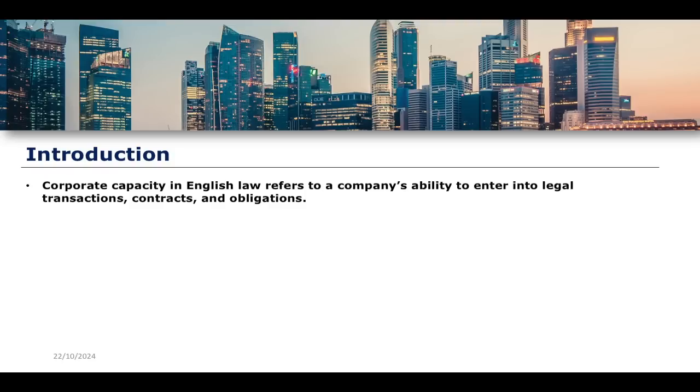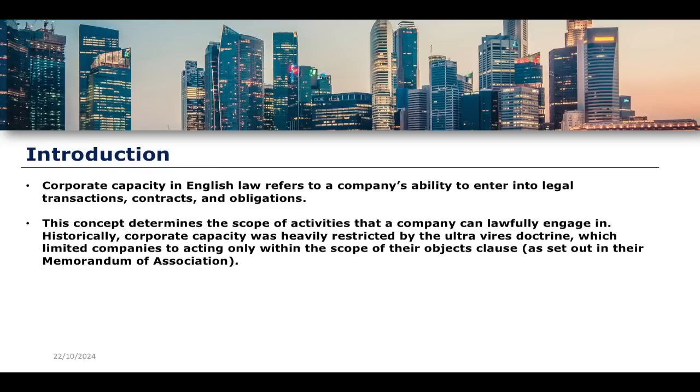But another reason is because we're talking about a separate entity in law, a separate legal person. That separate legal person should have the ability, or should I say the corporate capacity, to enter into transactions, to sign contracts or to create contracts, or to have obligations in a similar way that you would in an ordinary sense of legal transactions yourself. And so that's what the idea of corporate capacity means and why we're talking about it here. The concept determines the scope of activities that a company can lawfully engage in.